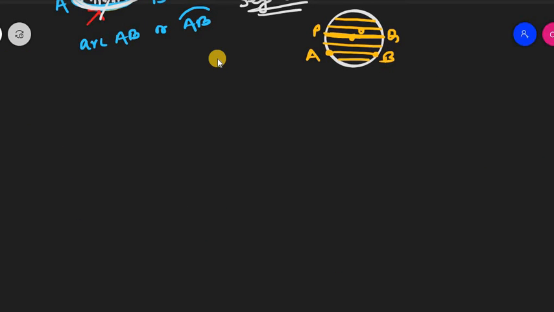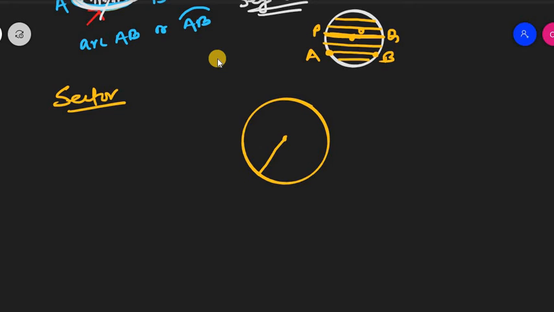Okay, now let's understand what is a sector. A sector is a region enclosed between any two radii and the corresponding arc of a circle. Suppose AO and OB are the two radii of the circle, and its corresponding arc, let us take the smaller arc AB, then this region is called a sector.